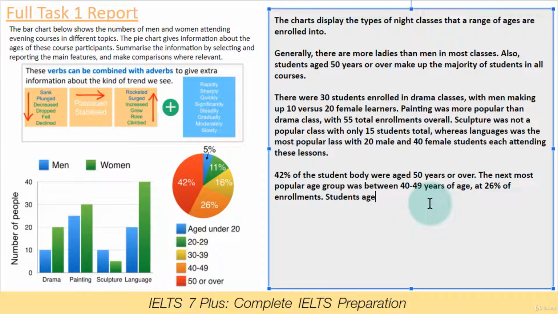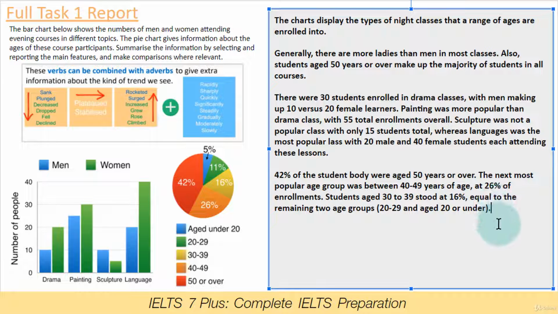students aged 30 to 39 stood at 16%. Equal to the remaining two age groups, and I'm going to use brackets as well, 20 to 29 and aged 20 or under. Okay, that kind of should mean that I have completed this writing here. I could maybe just say that age 20 and under stands at 5%, the lowest amount, but I think I'm quite happy with this. Let's read back this second paragraph here.